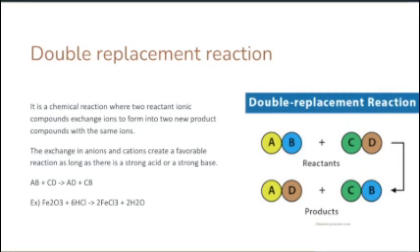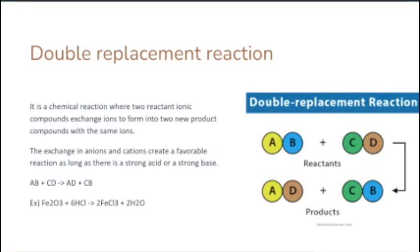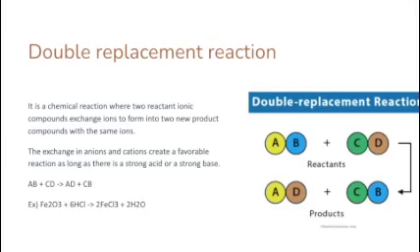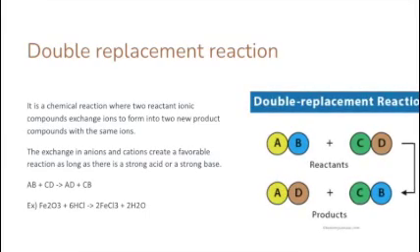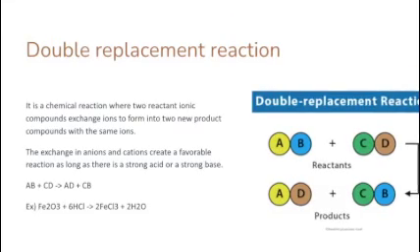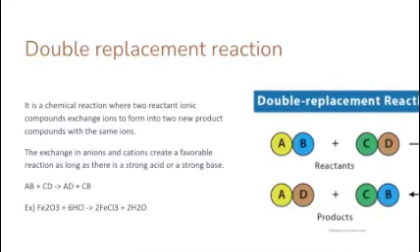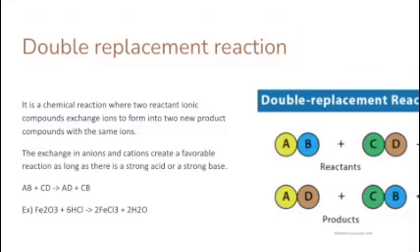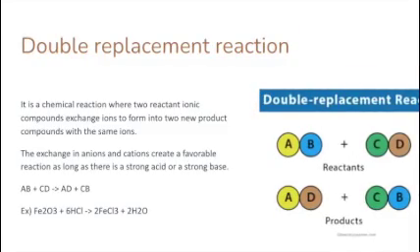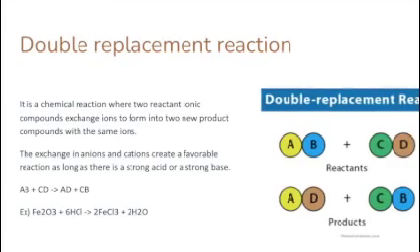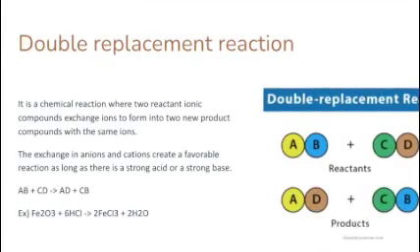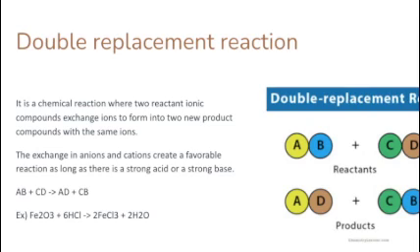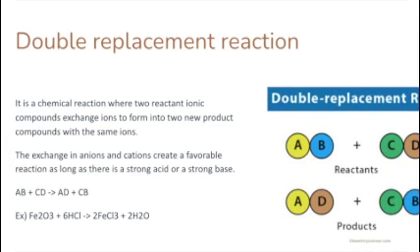The fourth type of reaction that we're going to be looking at is double replacement reaction. It is a chemical reaction where 2 reactant ionic compounds exchange ions to form into 2 new product compounds with the same ions. The exchange is anions and cations to create a favorable reaction. As long as there is a strong acid and a strong base, a double replacement reaction can occur. Below, we have a chemical reaction of hematite plus hydrogen chloride yielding ferric chloride and water. As we can see, the same ions were in the reactants and the products, but were formed in a different order.